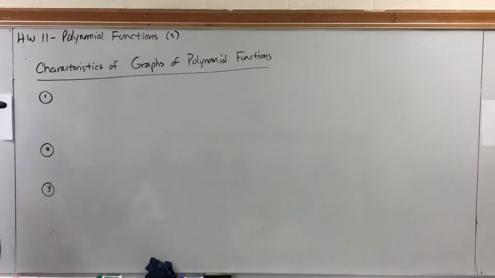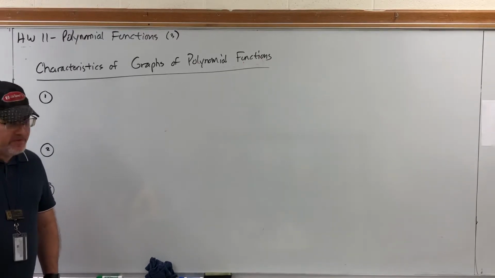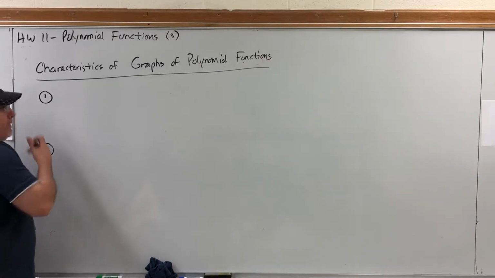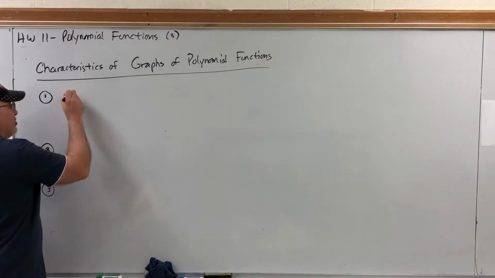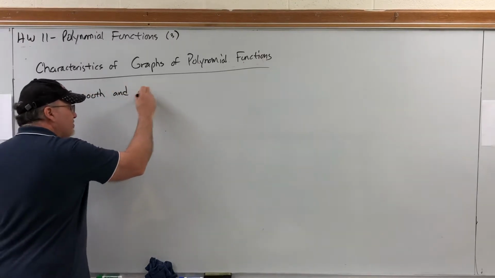We're going to be graphing some polynomial functions and what I like to term ungraphing them, but before we do either, we should look at some characteristics of graphs of polynomial functions. There's three things in particular I would like for you to know. Number one, the graph of a polynomial function is smooth and continuous.